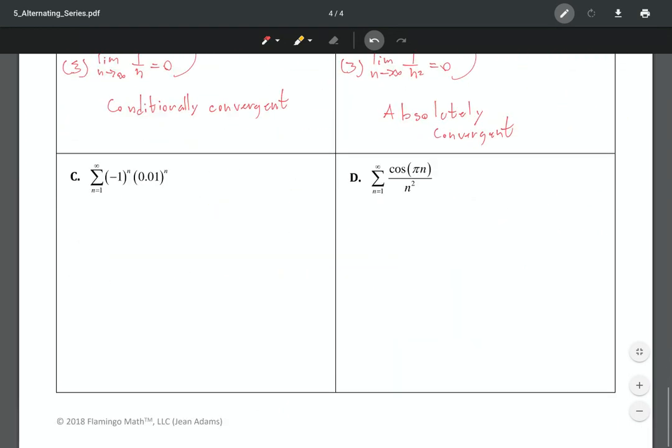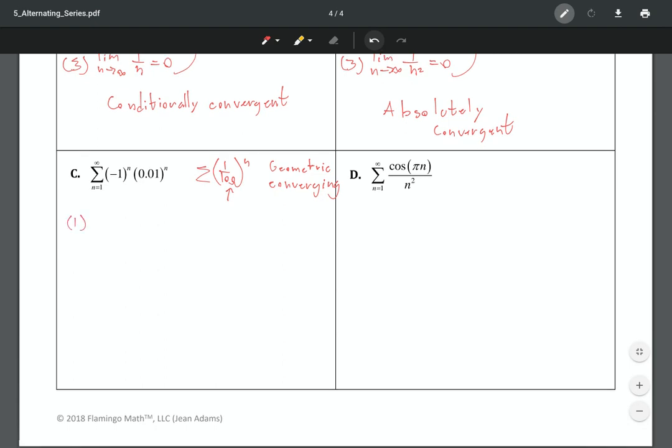All right, so let's go to C here. Now I could rewrite the absolute value of this, not to bore you again. The absolute value is going to make that basically null, and then 0.01 could be written as 1 over 100, so all of this to the nth power. So this is a geometric series, and because the r inside of this has absolute value less than 1, this is a converging geometric series.